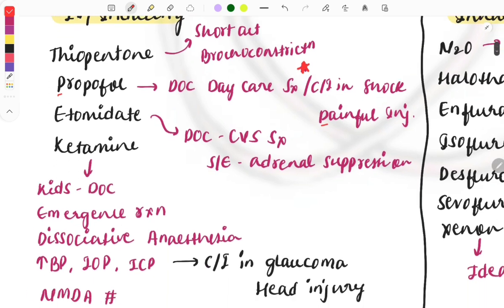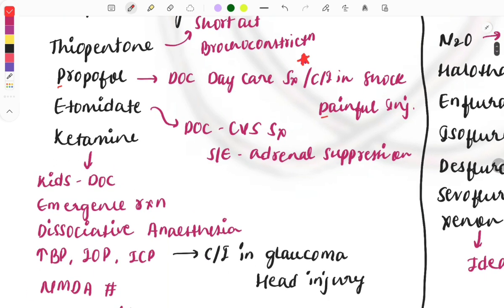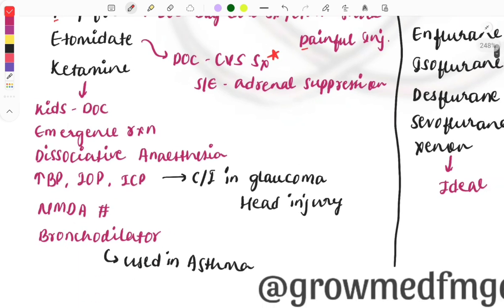Then etomidate, drug of choice for CVS surgeries, and the side effect is adrenal suppression. So this was a PYQ, that for CVS surgery, which of the following general anesthetics we will be using, or which of the following general anesthetics is a safer alternative for CVS surgery? It is etomidate. Then from ketamine, the things which you must remember are, see, from the mnemonic itself, from the name itself, you can remember it easily.